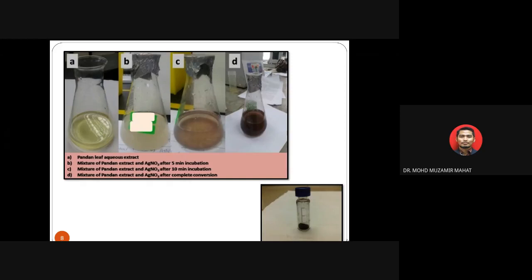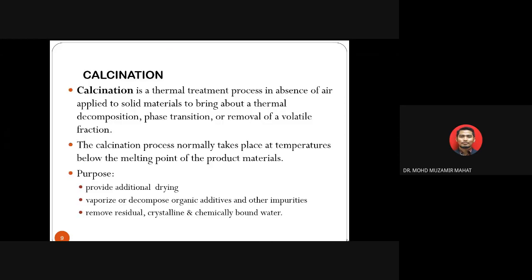This is an example. I think this research has been done by Rabdul Adawiyah, our lecturer in materials technology. There is a pandan leaf aqueous extract, a mixture of pandan extract and silver nitrate, after 5 minutes of incubation, after 10 minutes, and after we complete the conversion. So that is the precipitate we have obtained from the experiment. This is a very simple one.